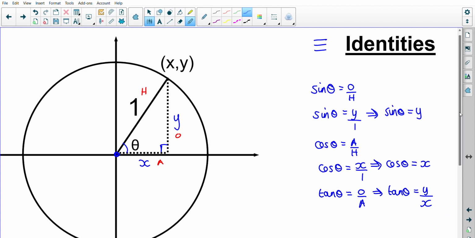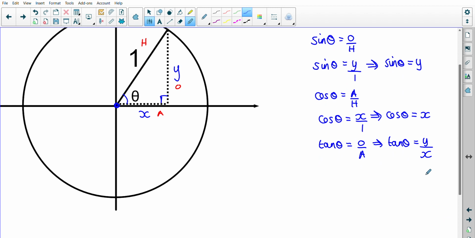Now I'm going to show you where I can form some identities from that information. So the first part is going back to Pythagoras. So I can do Pythagoras' theorem on this triangle here. So a squared plus b squared equals c squared. In terms of what we've got, it'll be x squared plus y squared equals 1. Now I've just found what x and y are in terms of sine theta and cos theta. Sine theta is y, cos theta is x.